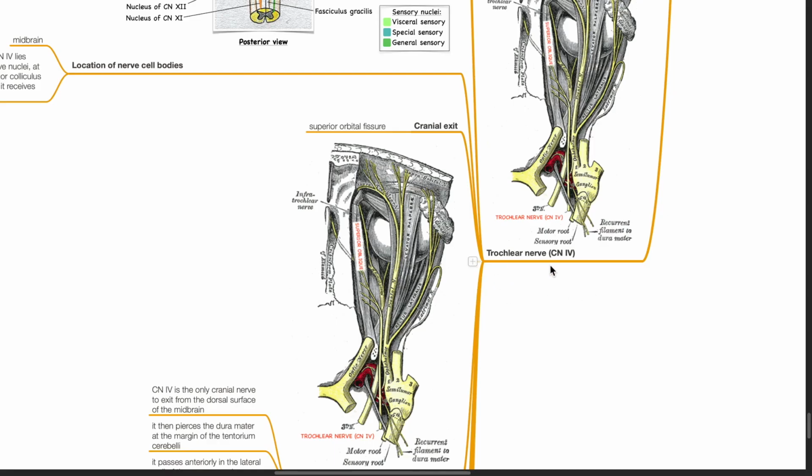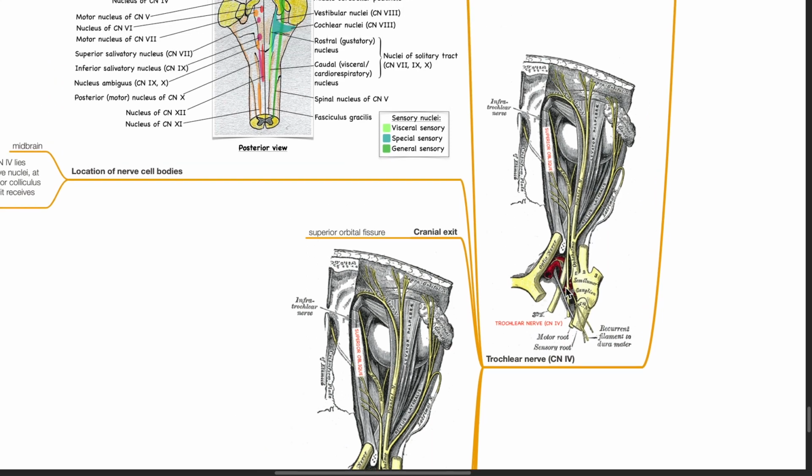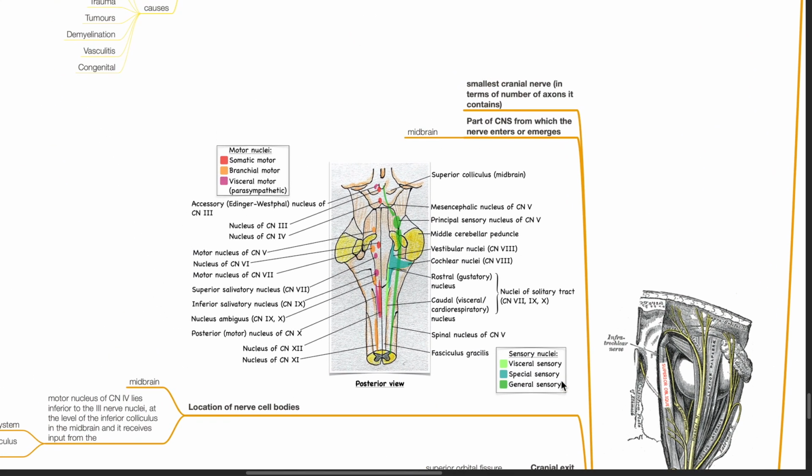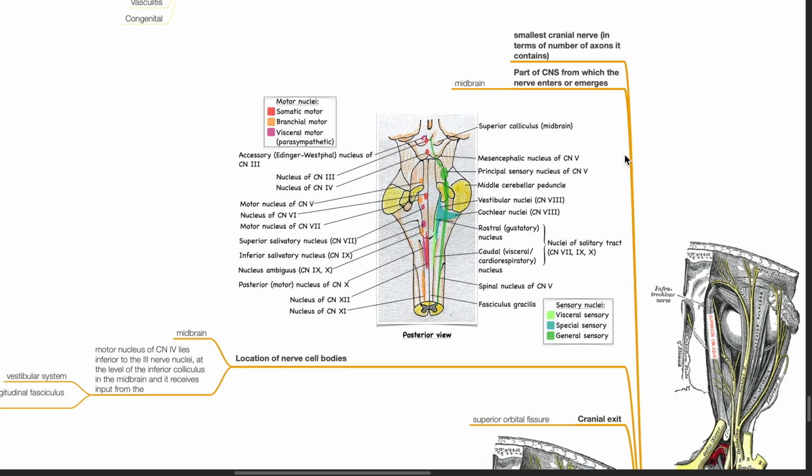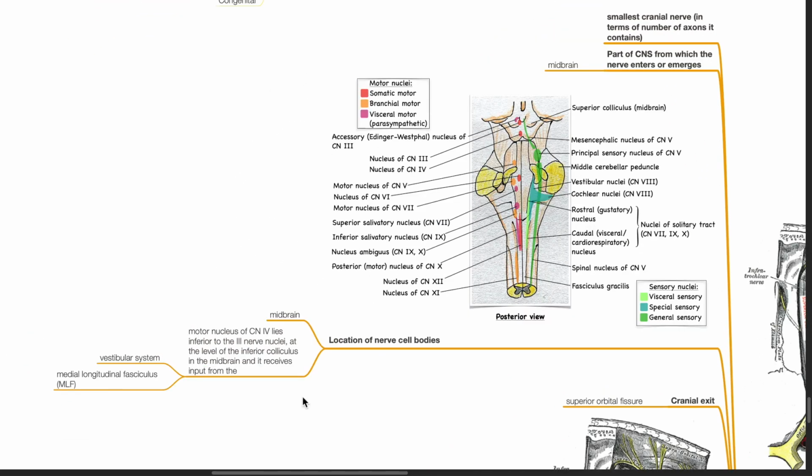Next, we move on to the trochlear nerve, cranial nerve 4. This is the smallest cranial nerve in terms of the number of axons it contains. It arises from the midbrain. Its nerve cell bodies are located in the midbrain. The motor nucleus of cranial nerve 4 lies inferior to the cranial nerve 3 nuclei at the level of the inferior colliculus in the midbrain, and it receives input from the vestibular system and the medial longitudinal fasciculus.